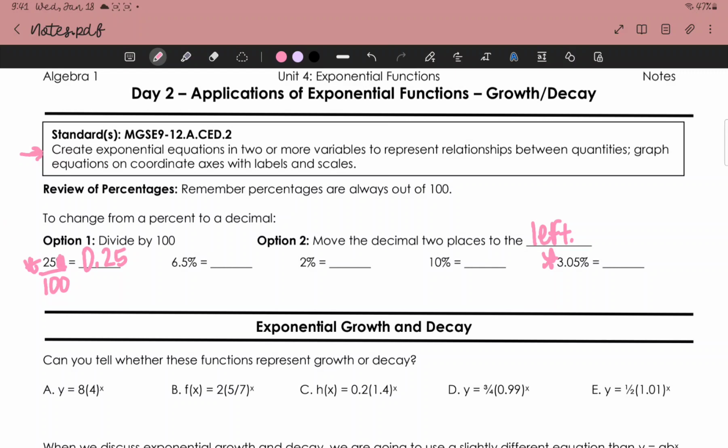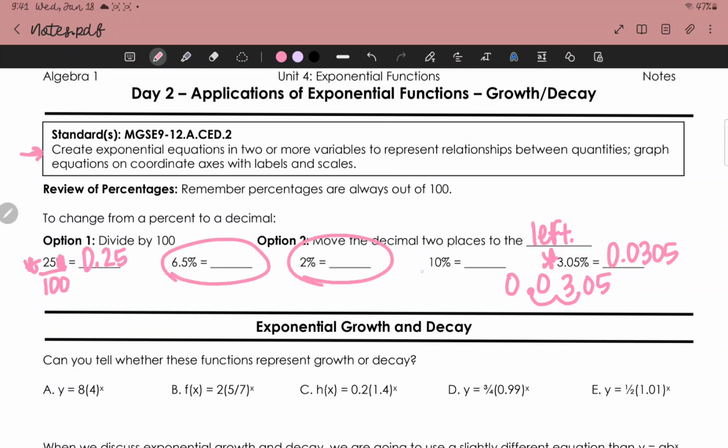And then on option 2, I'm going to drop my percent sign again, and I'm going to move my decimal place 2 places to the left. 1, 2. And of course I need a placeholder here, because I was supposed to move it twice and I don't have anything there. So make sure you add your placeholder 0, and I always like to have a 0 in front of that decimal. So my actual decimal for 3.05% is 0.0305. You will be doing 6.5%, 2%, and 10%, changing those all to decimals.